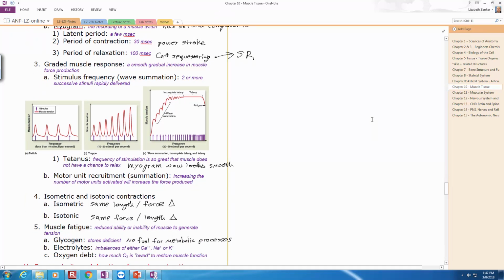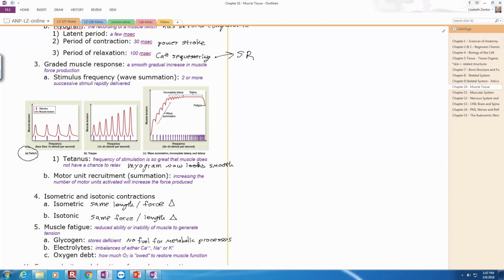So this is 2 or more successive stimuli rapidly delivered. And a stimulus is that electrical zap. So if you want to talk about the picture up above where they artificially are zapping the muscle, or whether you're telling your brain, contract, I want you to move now, okay? So the wave summation means how often do you stimulate it. So in this first picture for twitch, they are stimulating it about every 10 stimuli per second, okay?